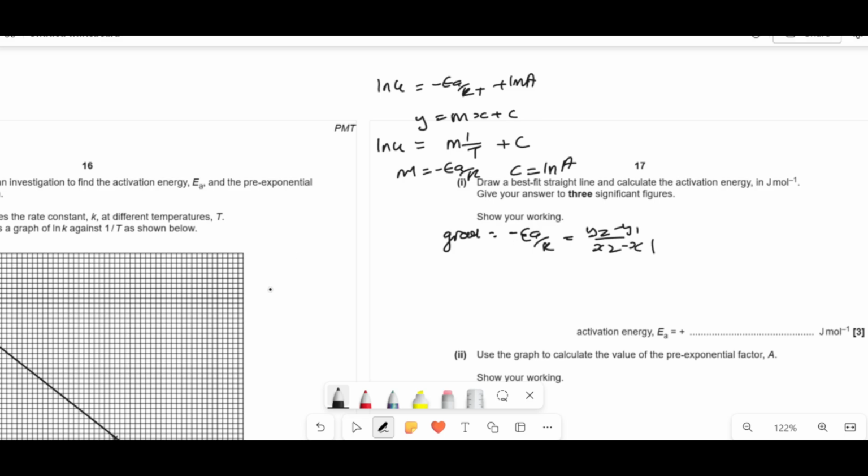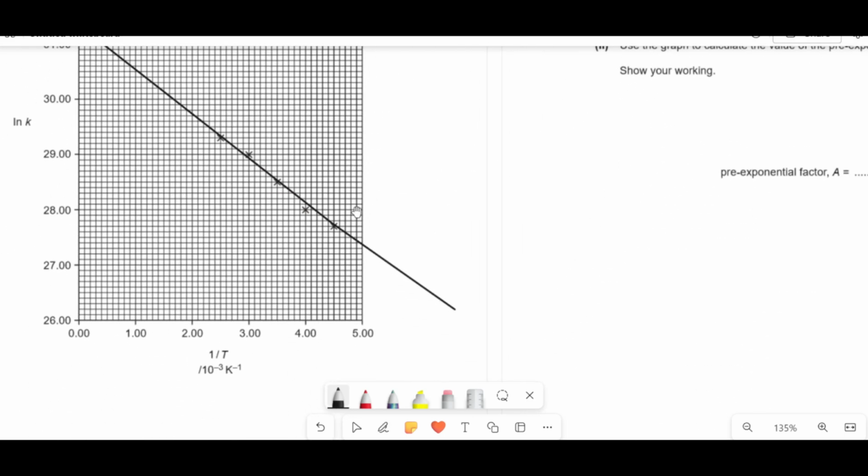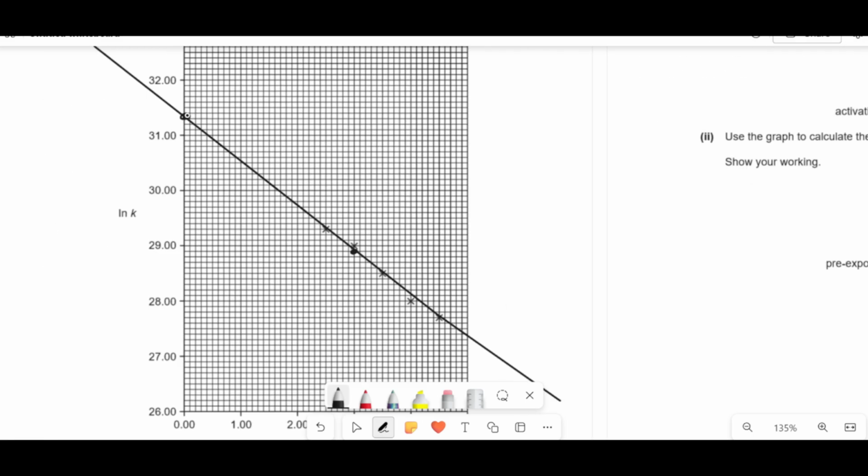So what you do is you just pick two coordinates and use them. If I pick two nice coordinates, and I'm rushing this, there's my first one, and then we'll go with this one. The next thing is that I've seen a bunch of people do this as their y2 and that as their y1. That's wrong. This is your y2, that's your y1, because you read graphs from left to right.